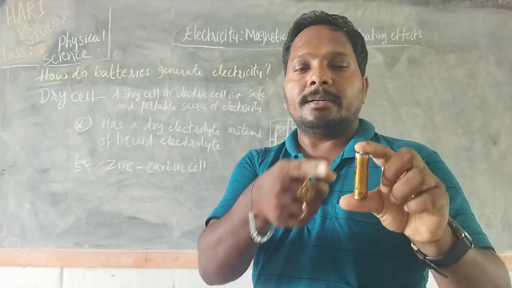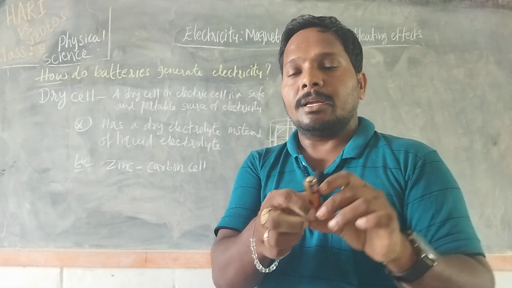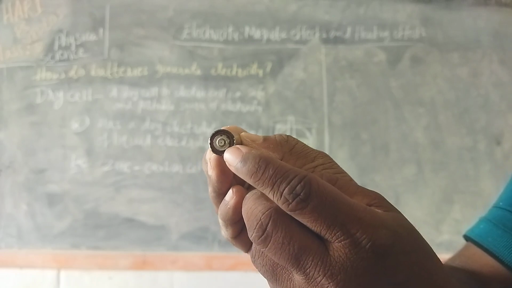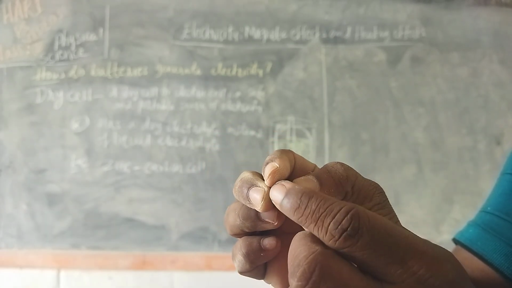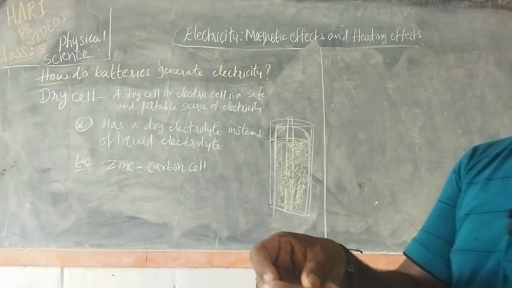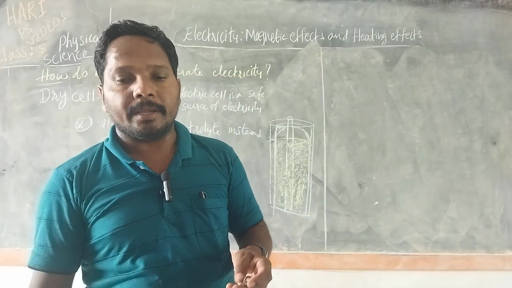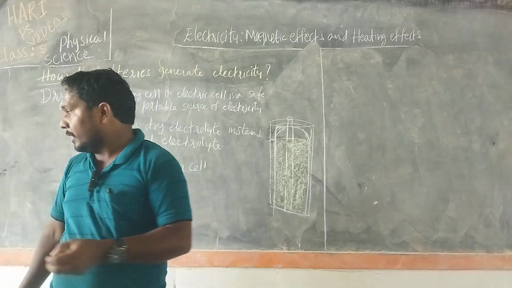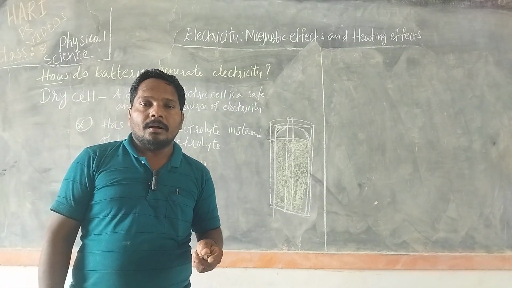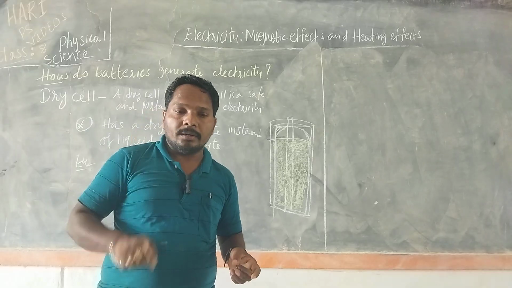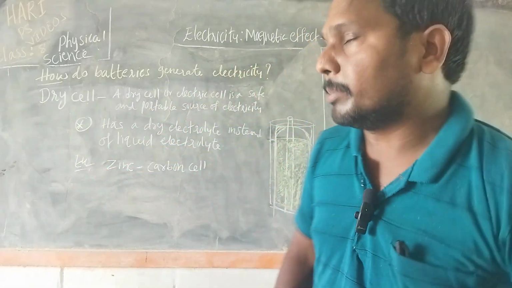So observe that it has a metallic sheet, and also a metal cap here. The other side is a metal plate. Whenever we break it, we observe that inside there is a black rod present.